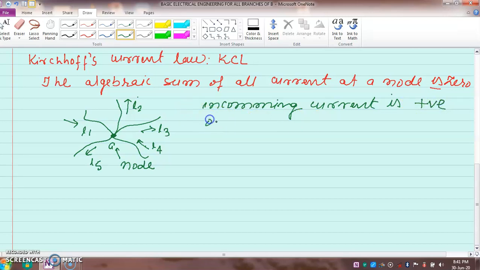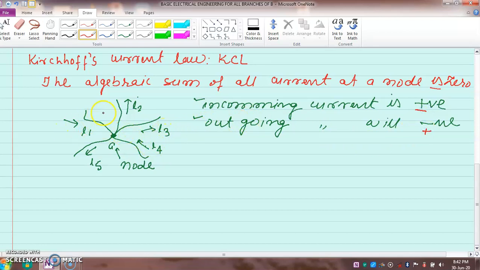Then outgoing current will be negative. Once you assign incoming current as positive, you must assign outgoing current as negative. Otherwise, if you take incoming current as negative, then outgoing current will be positive. The vice versa is also true.